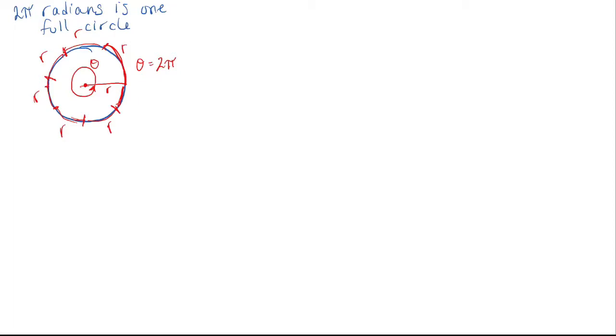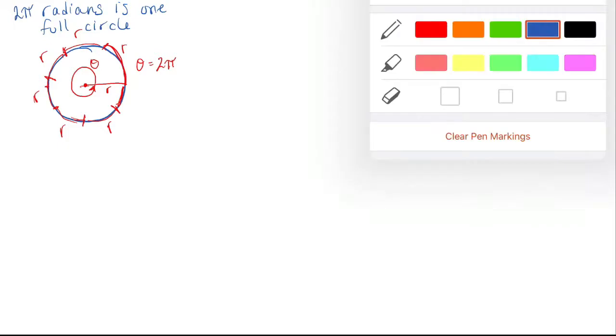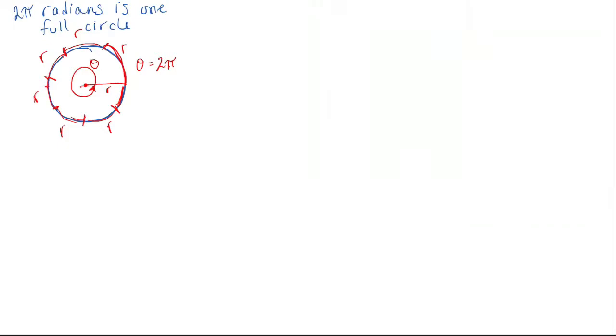So we're just saying how far around the outside is it, and that's what we're using to show us what our angle is. Okay, so it's how many radiuses around. So this would be the same as 360 degrees.